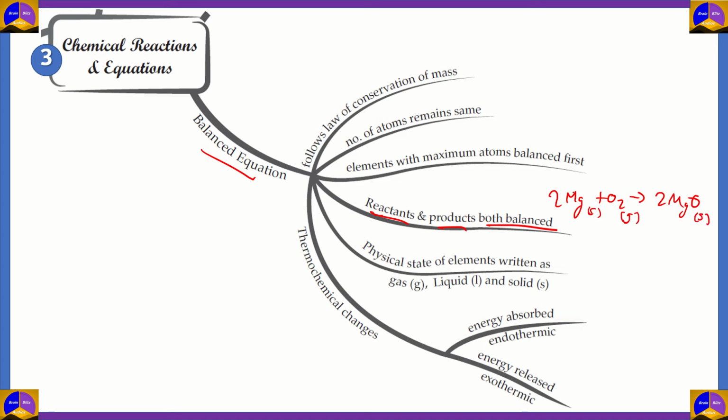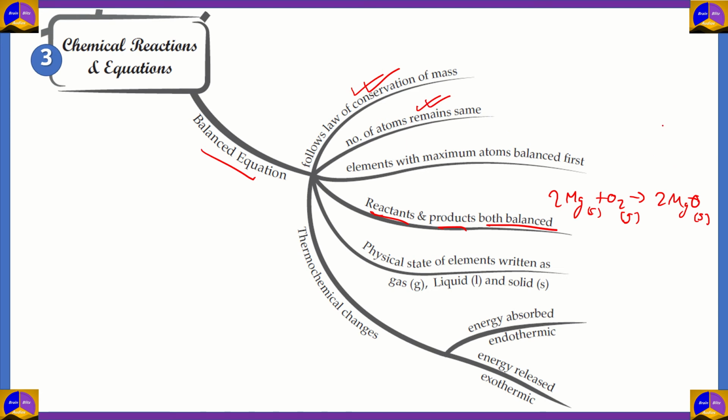So in this particular case, there are 2 magnesium atoms on the left-hand side, 2 magnesium atoms on the right-hand side, 2 oxygen atoms on the left-hand side, and 2 oxygen atoms on the right-hand side. So both sides are balanced. The balanced equation follows the law of conservation of mass. Mass cannot be created nor destroyed. The number of atoms on both sides remain the same.